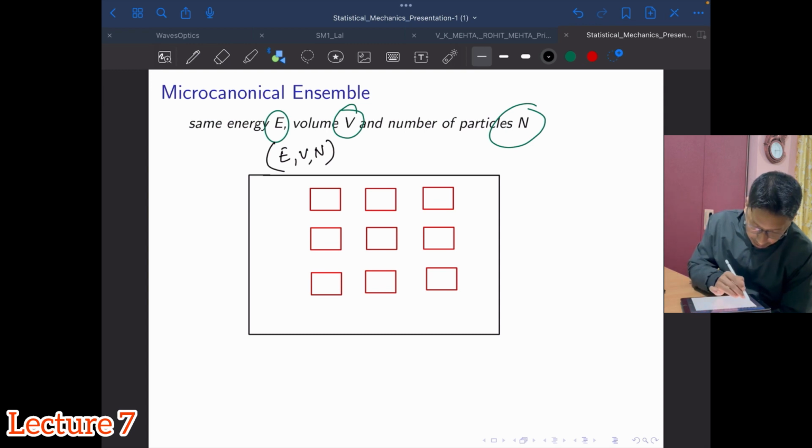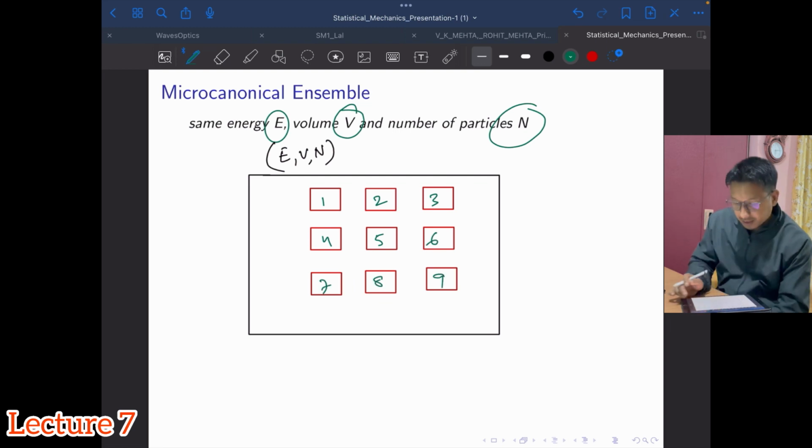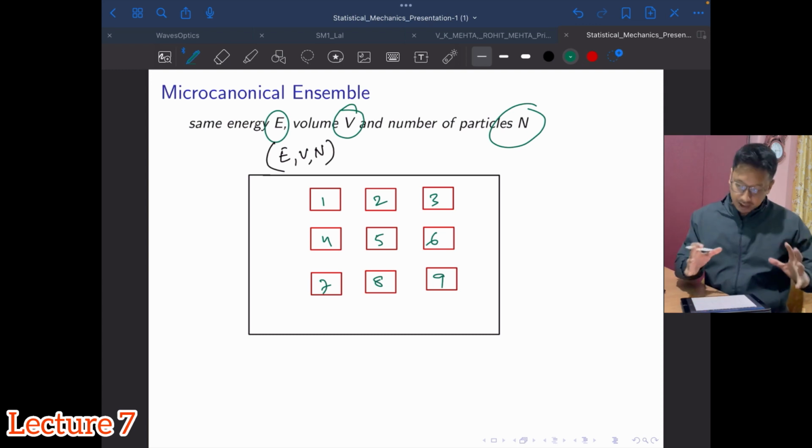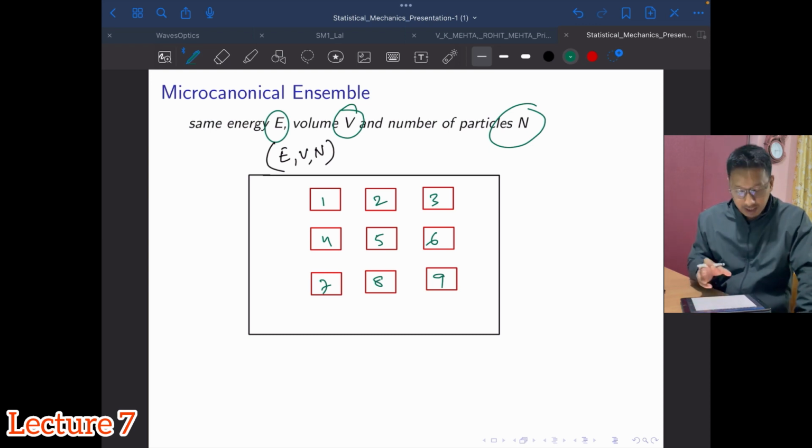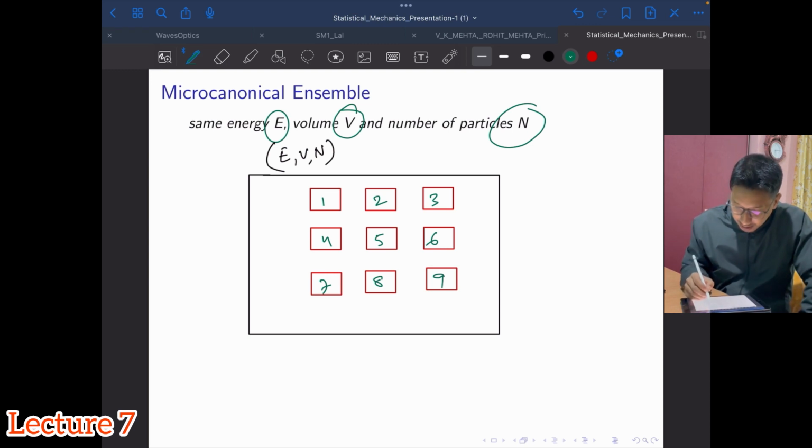Let's name them 1, 2, 3, 4, 5, 6, 7, 8, 9, these 9 systems. These are representative of a large collection of systems. Each of them has the same energy E, the same volume V, and the same number of particles N. So there cannot be any exchange of particles among these systems, which is why the walls are impermeable.